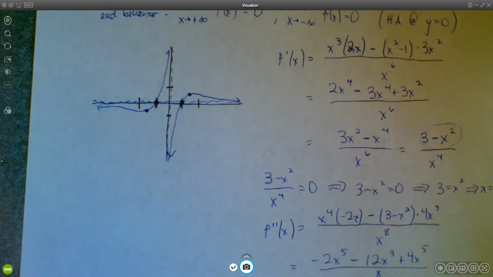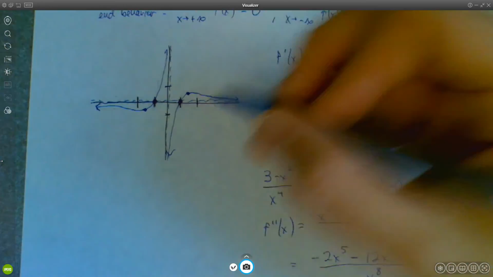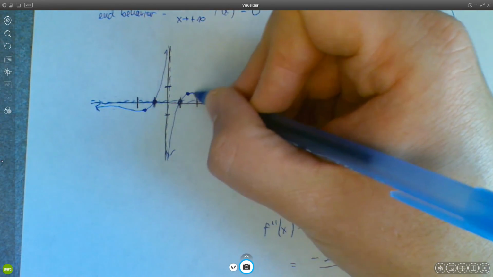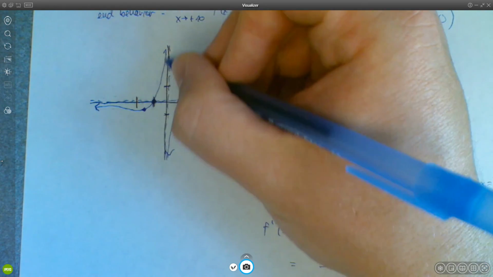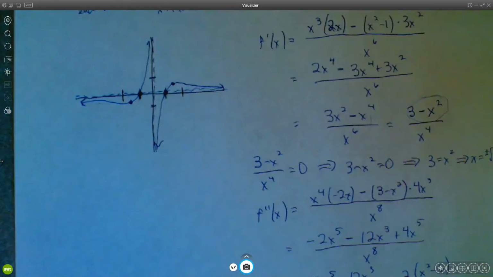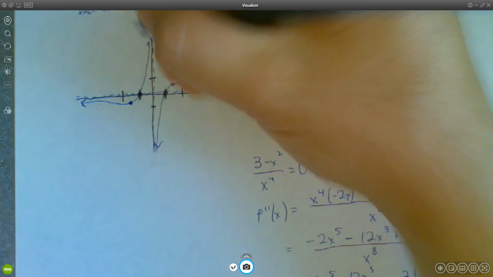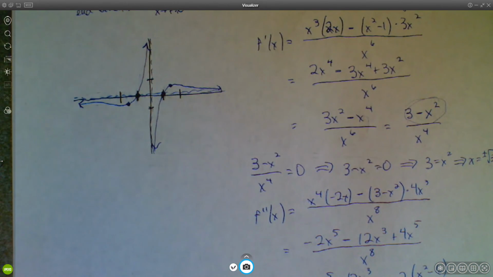So that tells me that the function must be doing something like that. Whoops, sorry. You weren't seeing what I was looking at, but I was saying this is a maximum, so the function must do something like this. This is a minimum, so the function must do something like that. Okay, and that's really all I need, right?